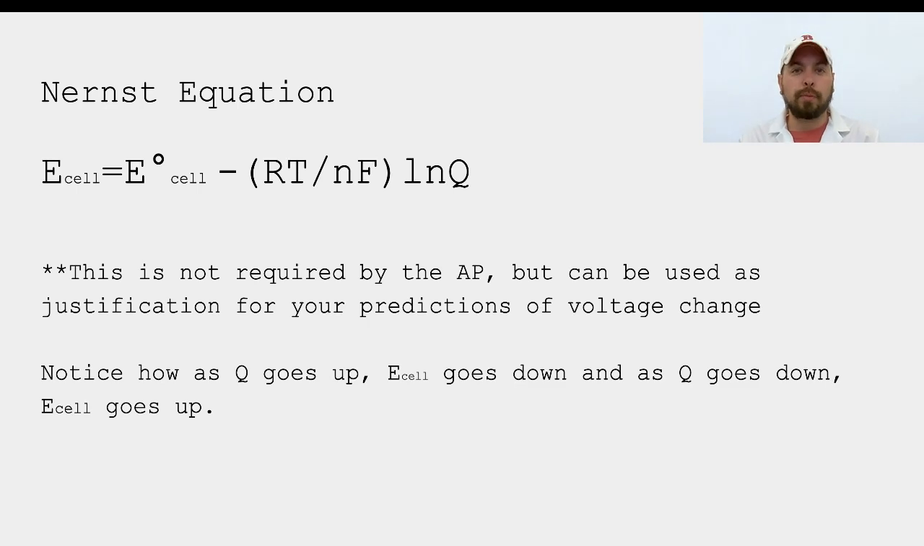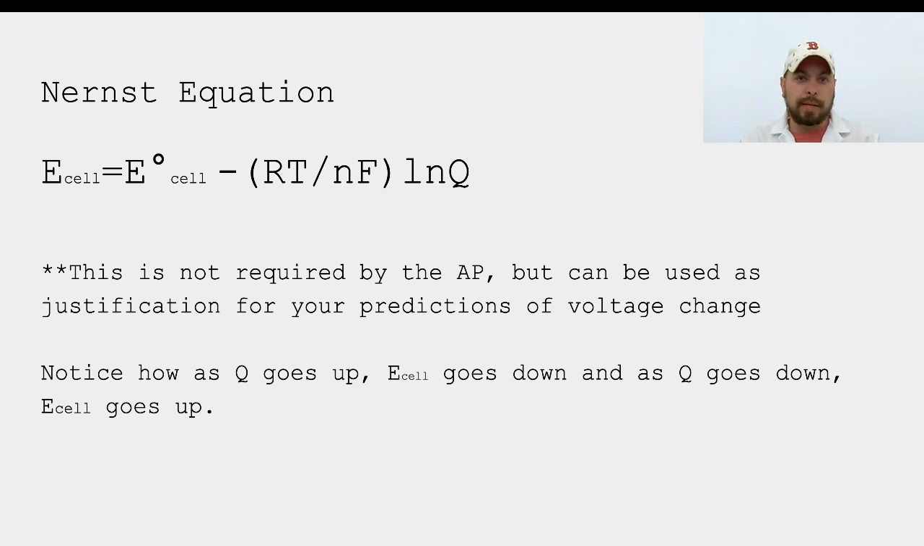Let me remind you one more time. You're not quantitatively finding the new voltages by requirement. However, they give you the Nernst equation on the formula sheet. You know how to find Q. You could find the voltage of a cell at any condition with this information. You can use it as a justification, but you don't have to actually get a numerical value out of it.